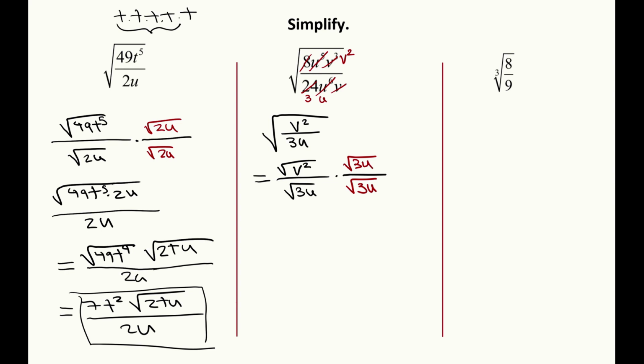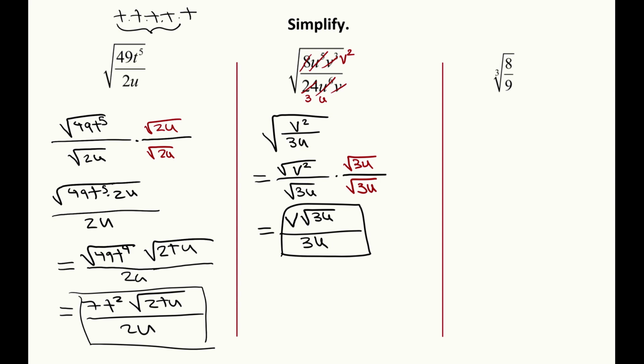So the square root of v squared is a simple, nice v. So we get v radical 3u over 3u. And that's all that we have to do for that problem.